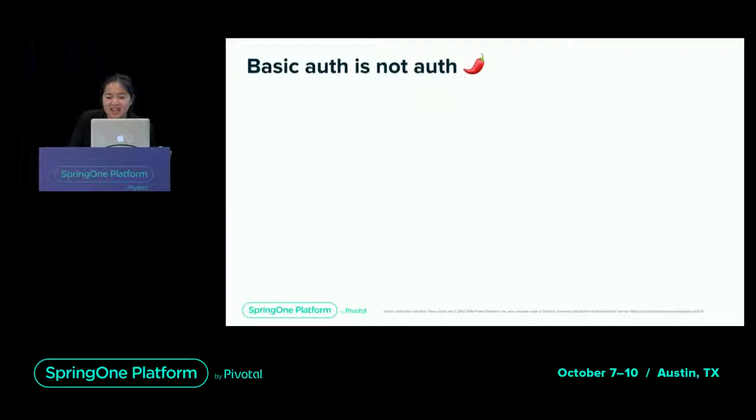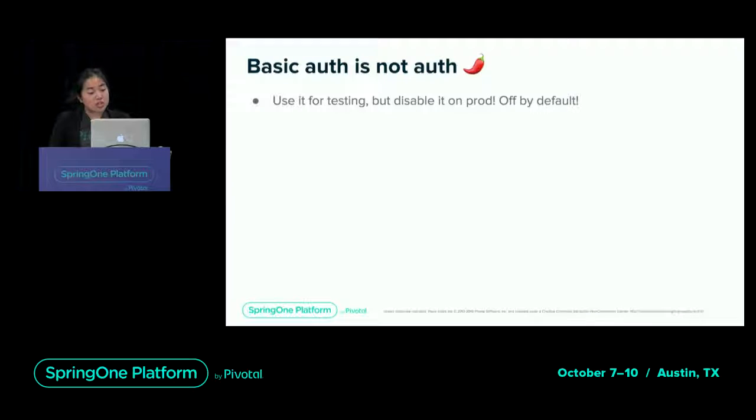So lots of teams leave basic auth in their service brokers. And while the Open Service Broker API says it's something you can do, you probably shouldn't. In fact, the Open Service Broker API recommends not supporting basic auth at all. So when should you use it?